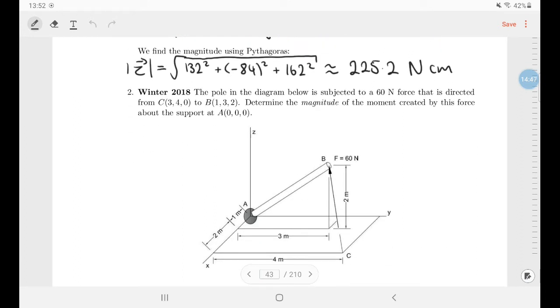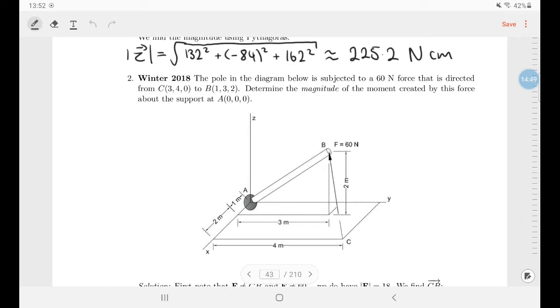Okay, I think we have one more example, maybe two, we'll see. The pole in the diagram below is subject to a 60 newton force that is directed from C to B. So if I put a displacement on this, now that's not the displacement, this is the direction of the force. I might call this V, the vector from C to B. That is the direction of the force.